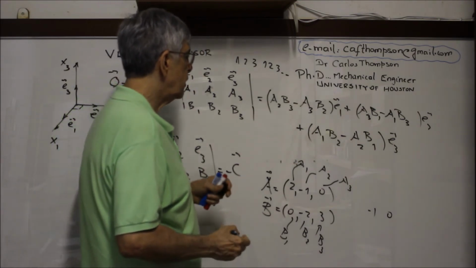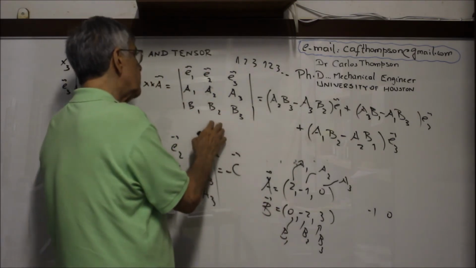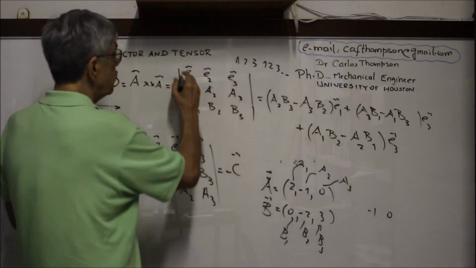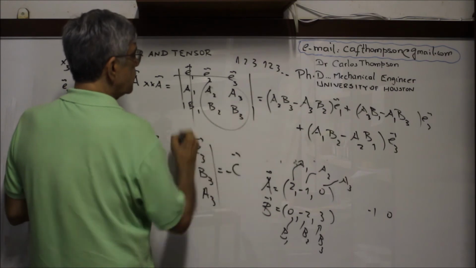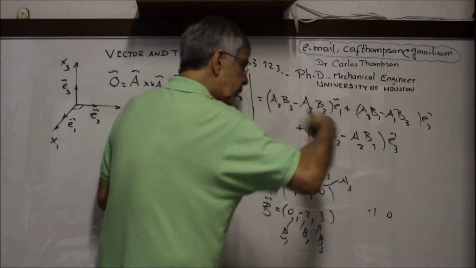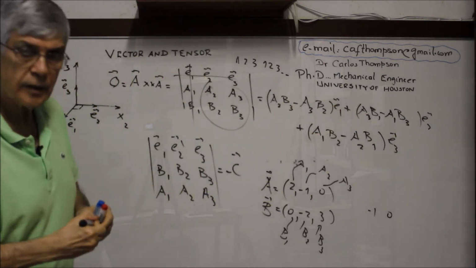You see? You don't have to look at this determinant. You just look for the first one. You write down and do like this, and write down this. After this, you rotate.